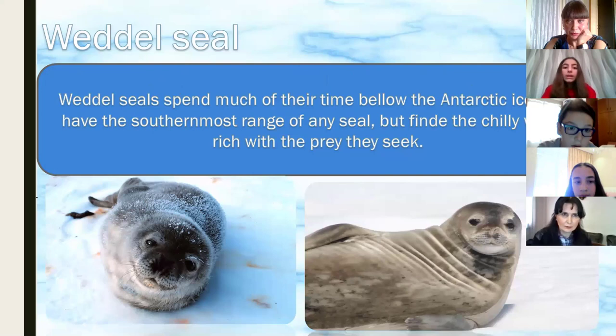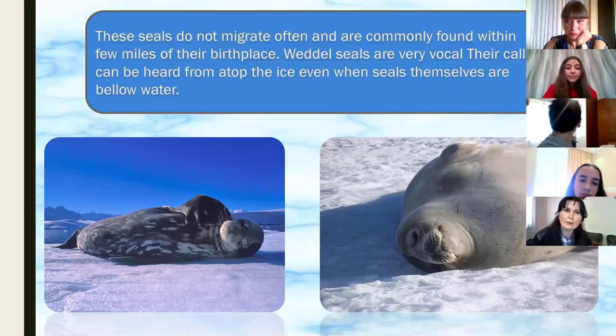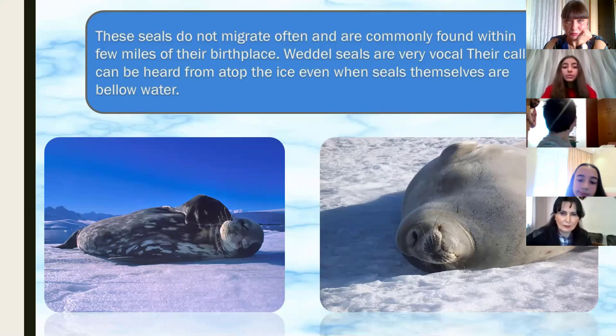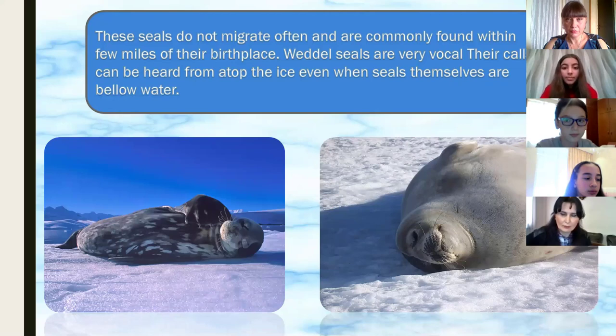Weddell seal. Weddell seals spend much of their time below the Antarctic ice. They have the southernmost range of any seal, but find the chilly waters rich with the prey they seek. These seals do not migrate often and are commonly found within a few miles of their birthplace. Weddell seals are very vocal. Their calls can be heard from far atop the ice even when seals themselves are below water.